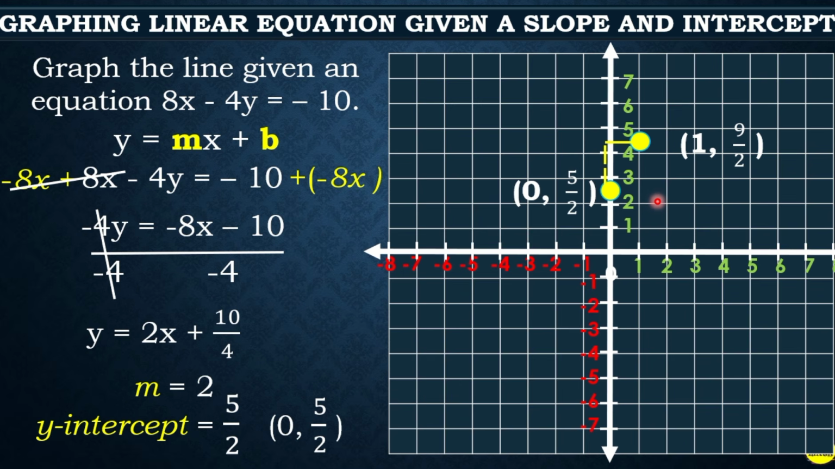We can now graph the points and connect them. This is the graph of 8x minus 4y equals negative 10. Let's check the graph. It increases, right? It rises from left to right. Therefore, your slope is positive. Okay, that's all.